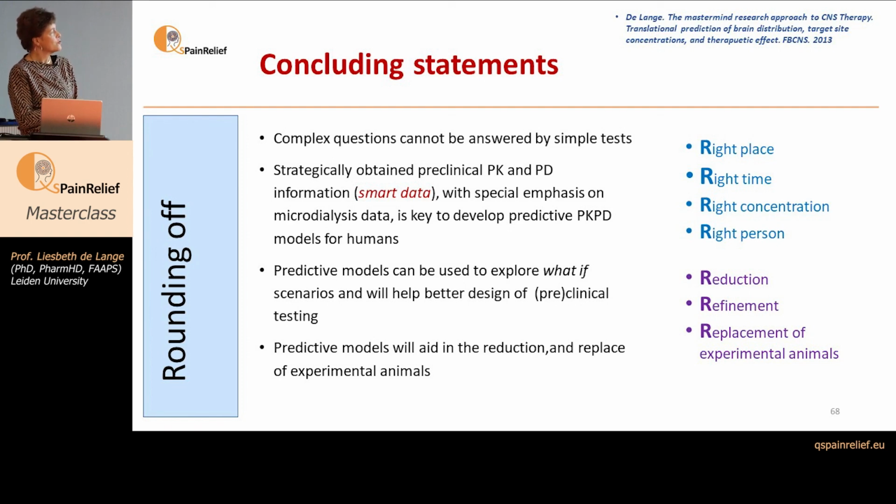So then I have the 1, 2, 3, 4, 5, 6, 7 R's now all together: right place, right time, right concentration, right person, and then the reduction, refinement and replacement of experimental animals.